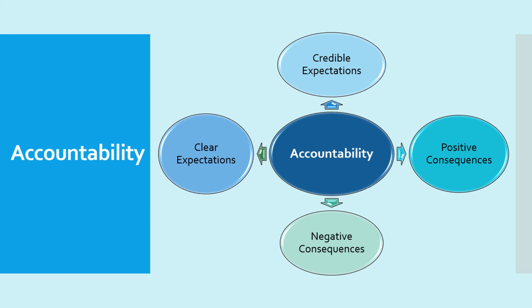Second is that employees perceive that the expectations are credible and reasonable. Third is that employees believe that positive consequences will follow great performance. The opposite is also true. Employees must believe that negative consequences follow poor performance.